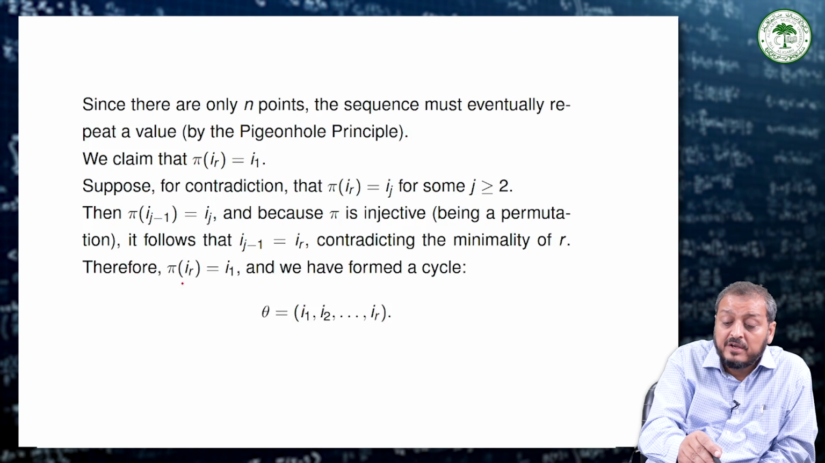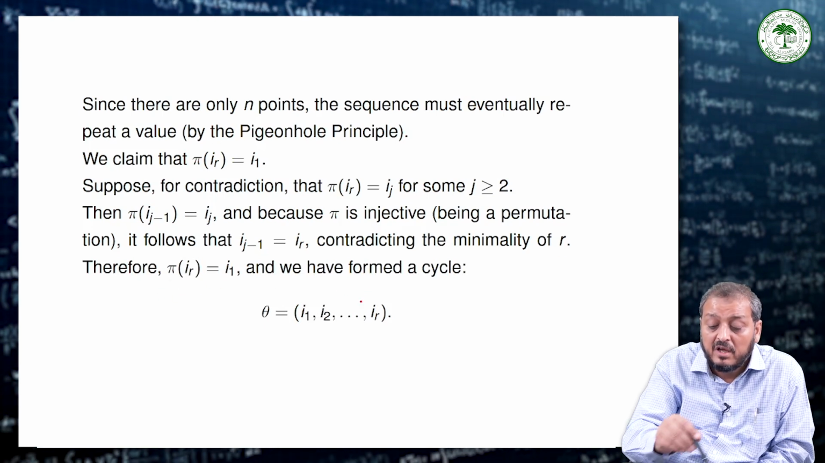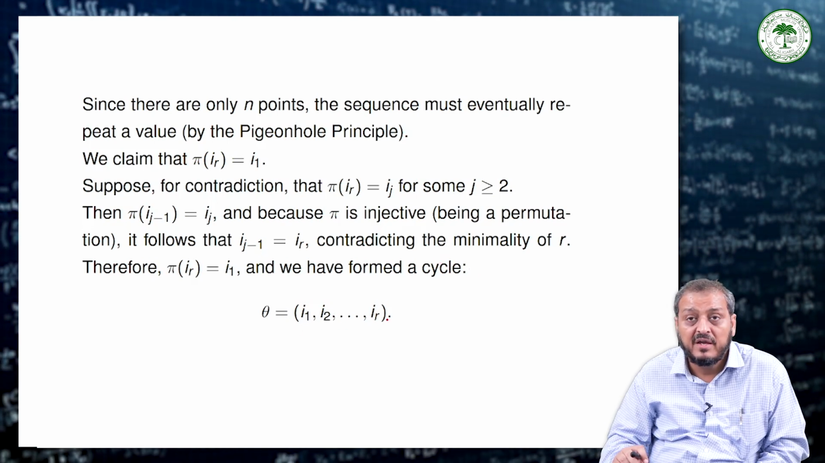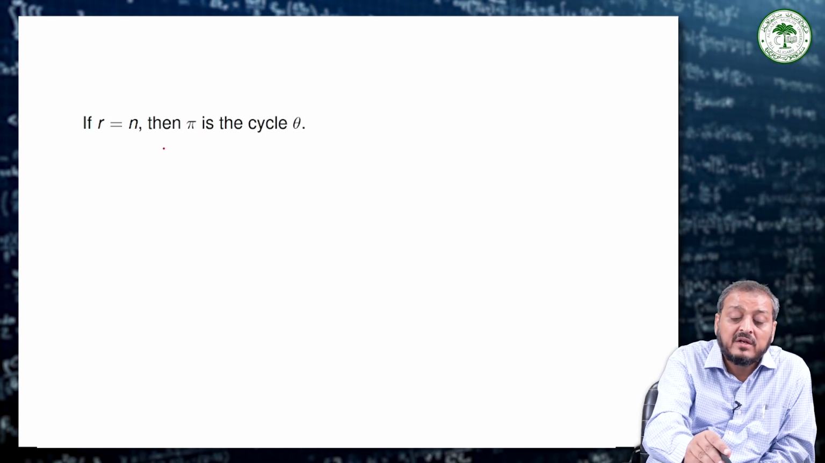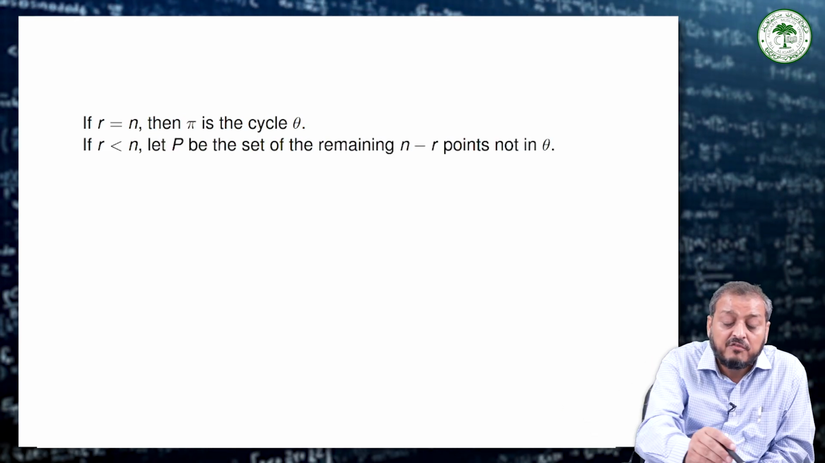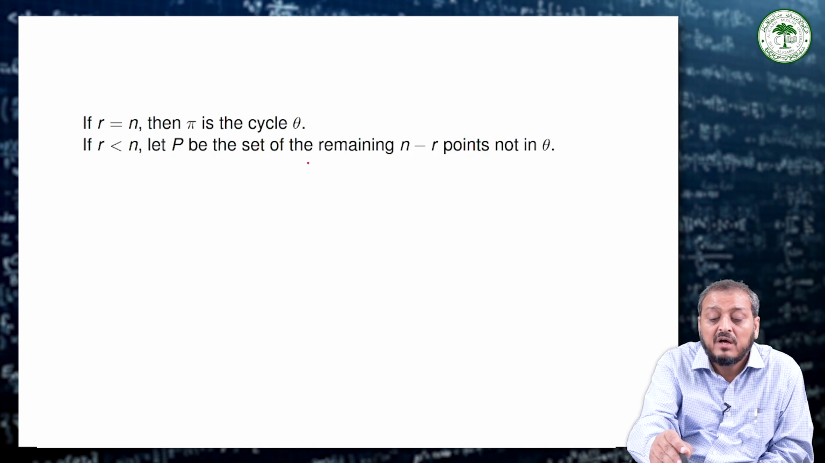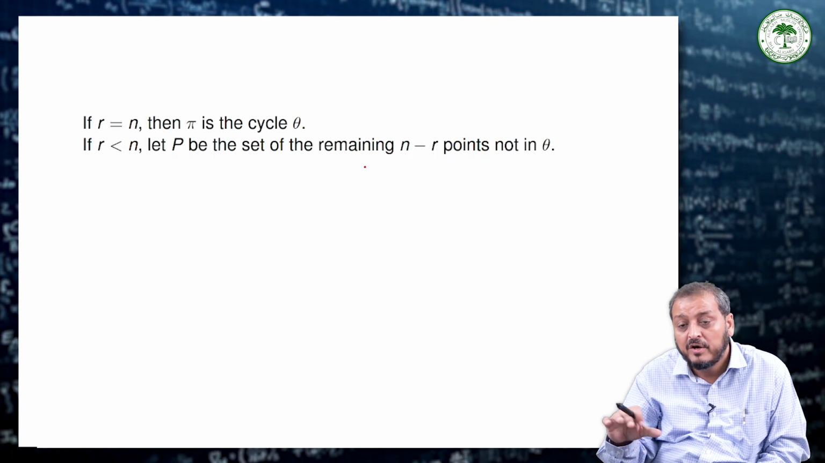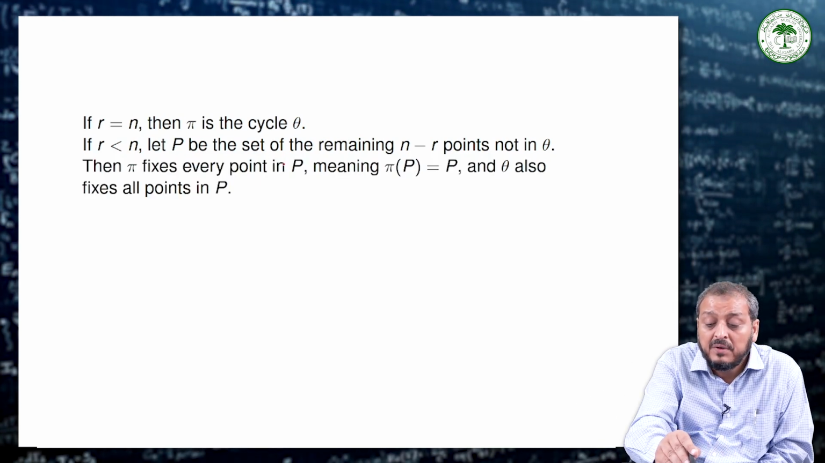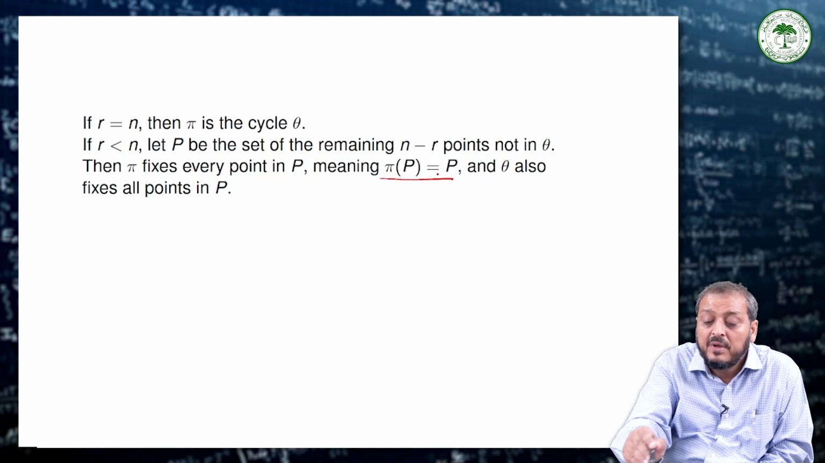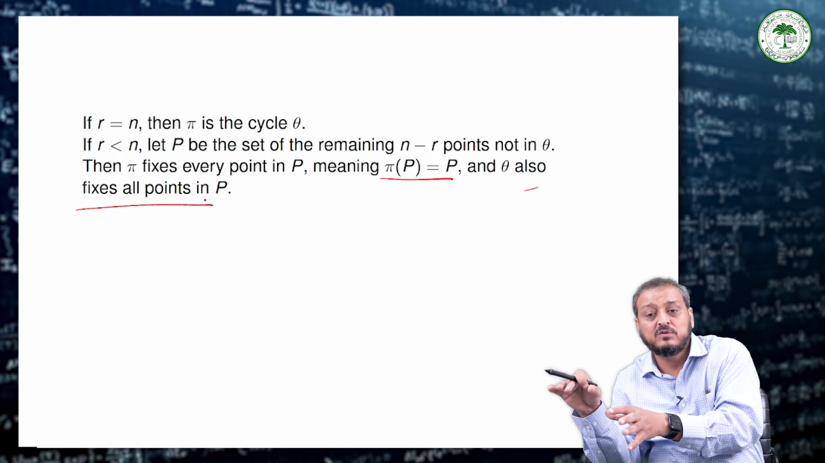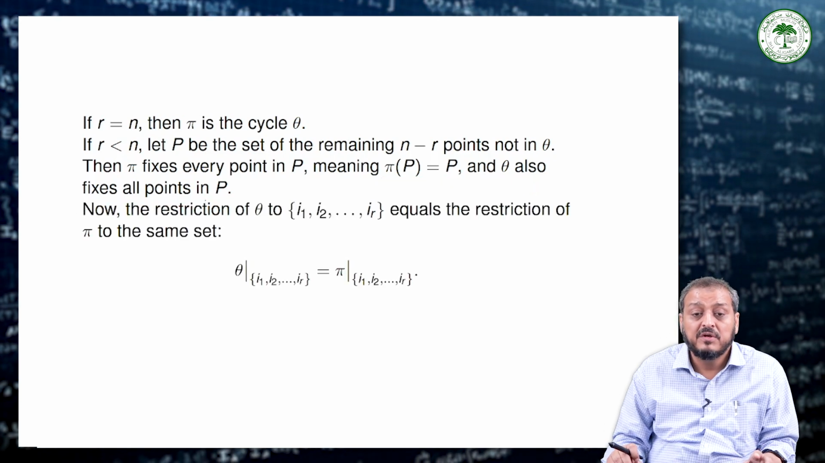Therefore pi of I_r is equal to I1, and we have formed a cycle theta of the form (I1, I2, up to I_r). Now if r is equal to n, then pi is the cycle theta. If r is less than n, let P be the set of the remaining n minus r points not in theta. Then pi fixes every point in P means pi of P is equal to P, and theta also fixes all points in P.